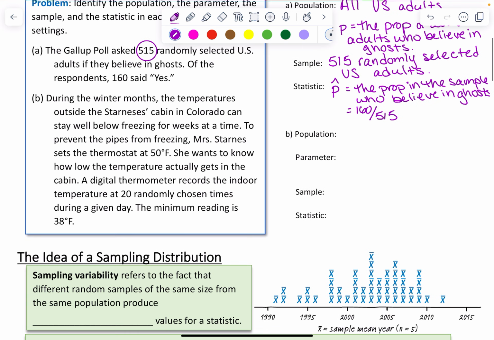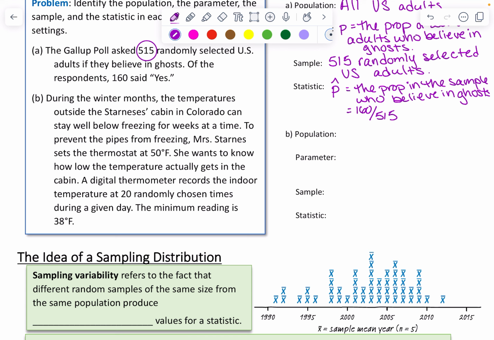All right. During the winter months, the temperature outside the Starnes' cabin in Colorado can stay well below freezing for weeks at a time. To prevent the pipes from freezing, Mrs. Starnes sets the thermostat at 50 degrees. She wants to know how low the temperature actually gets in the cabin. A digital thermometer records the indoor temperature at 20 randomly chosen times during a given day. The minimum reading is 38 degrees.